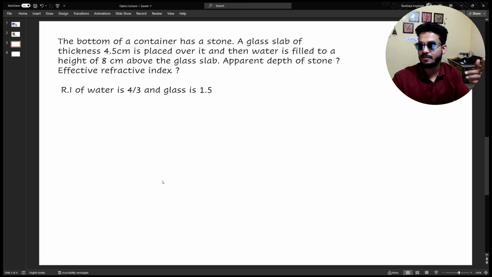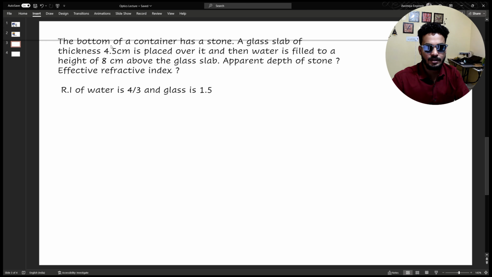So pause the video and try to do it on your own. If you can't, look at the solution that I'm going to do. The values of the refractive indices are also given. So let's see if we can make the diagram for this.